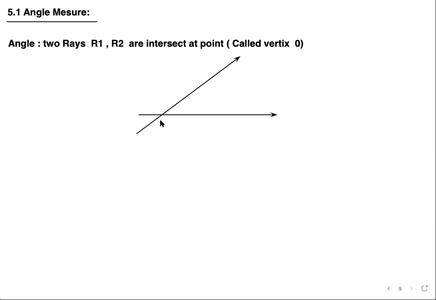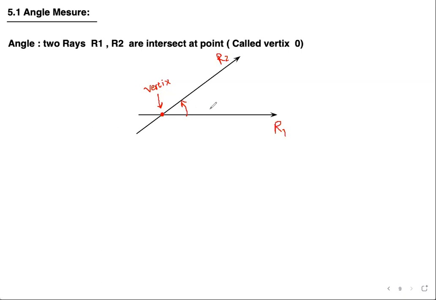So the point should be here, this point. This point here is called the vertex. This is my R1, the first ray. This is R1. This is R2. Both of them intersect at this point. This is called the angle.